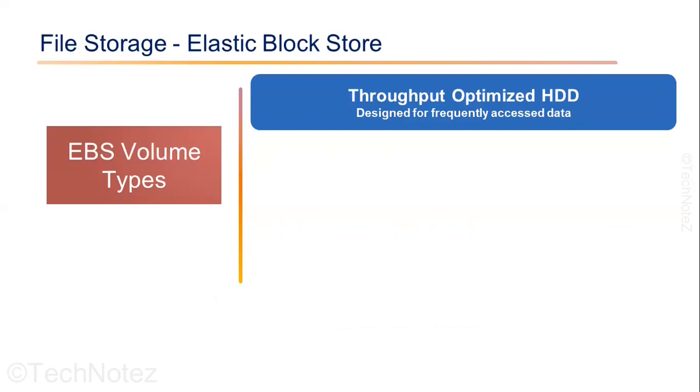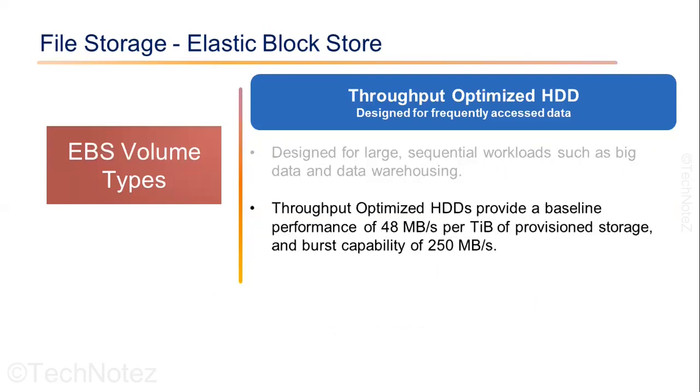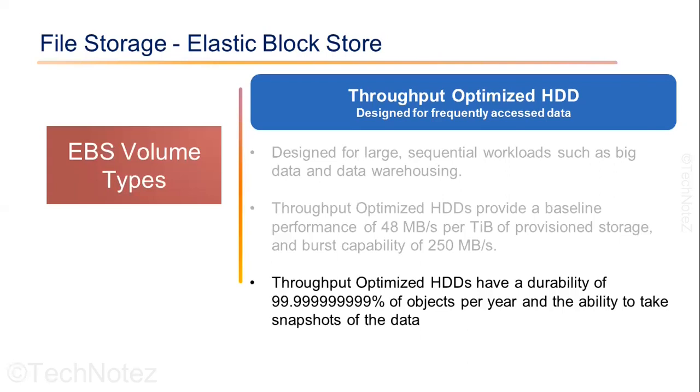Throughput optimized HDD. Throughput optimized HDD are based on traditional magnetic hard disk drive technology. They are optimized for large sequential data workloads that require a high level of throughput such as big data, data warehousing, and log processing. Throughput optimized HDD provides a baseline performance of 48 megabytes per TB of provisioned storage and burst capacity of 250 megabytes per second. They are designed to deliver consistent throughput performance. Throughput optimized HDD have a great durability per year and the ability to take a snapshot of the data, which can be used to create new volumes or to protect the data from accidental deletion or corruption.